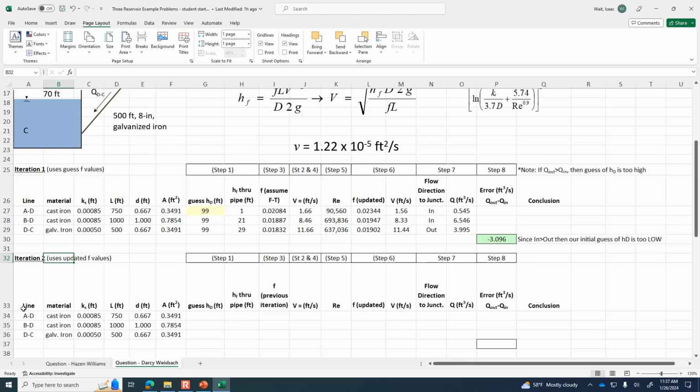So all of the pipe characteristics are the same as they were before, but now let's start with the guess of 110, because we know it's more than 100. How much more? Not sure yet. Let's make it 110 for this next iteration. Okay, so make it all refer to the previous cell above it.